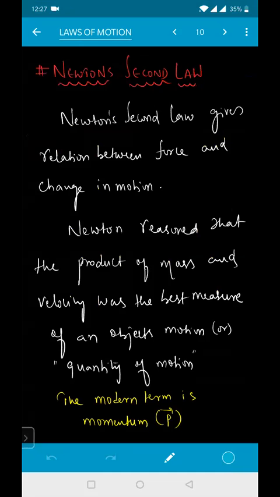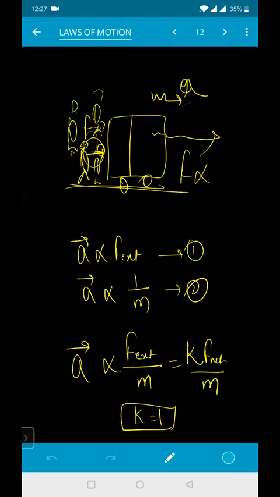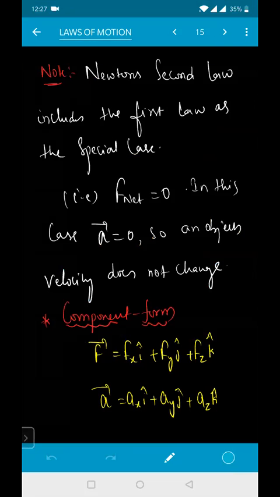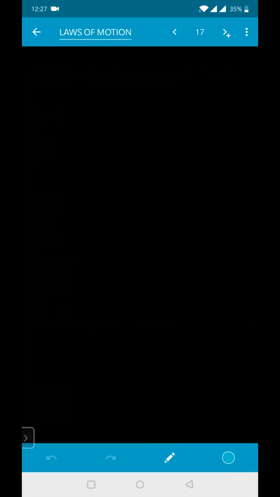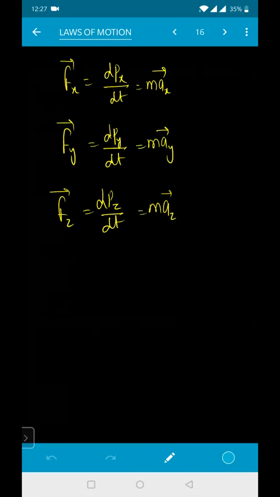We have defined up to Newton's second law, momentum, and components of forces.